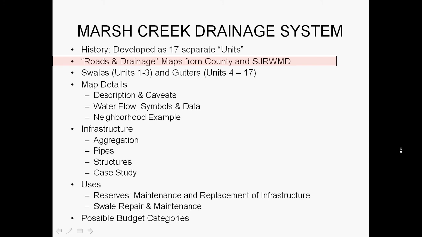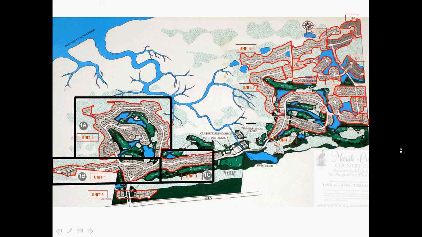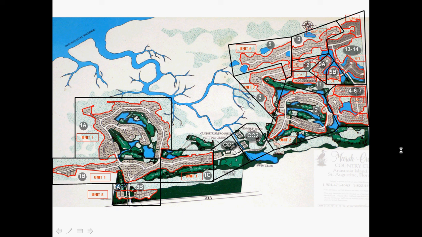The roads and drainage maps will be overlaid on the structure that you just saw. And here it is for Unit 1. Note that Unit 1 actually has 3 different sections to it. And here's the country club and Units 2 and 3. That again comprises the total of 360 lots, which have the swale system. And this is what the map configuration looks like for the rest of the community, which is served by gutters and curbs.